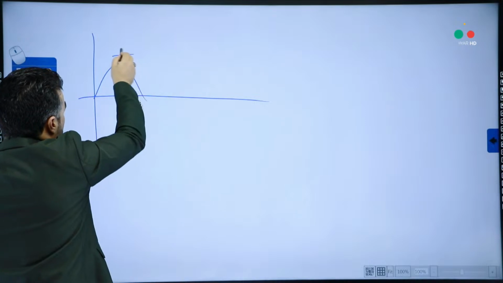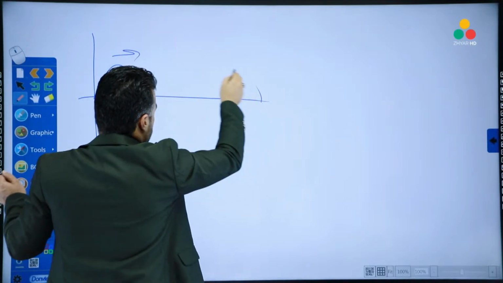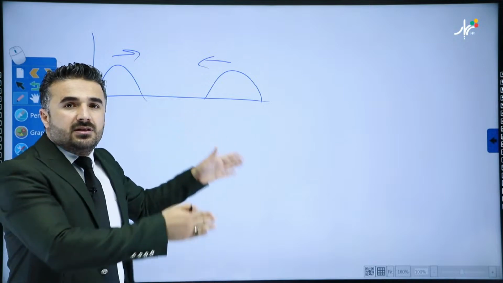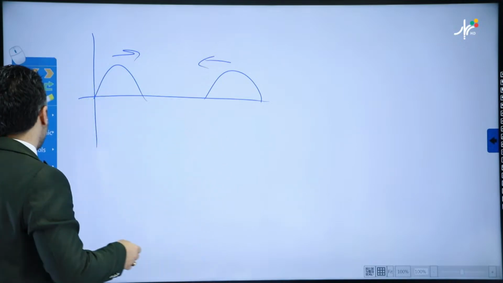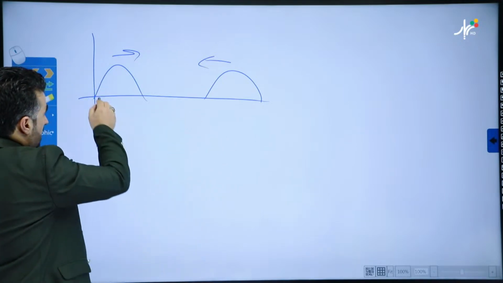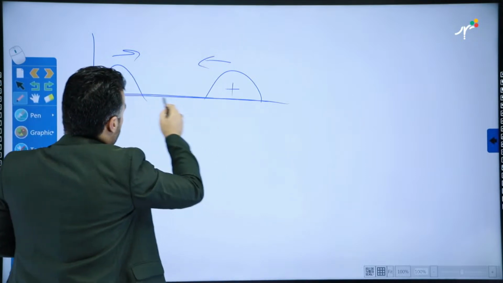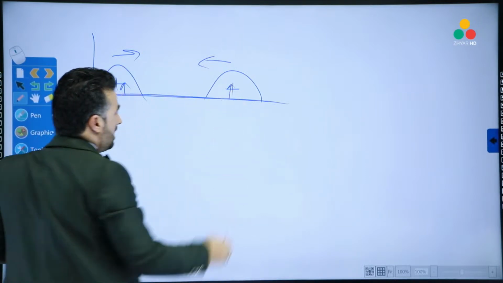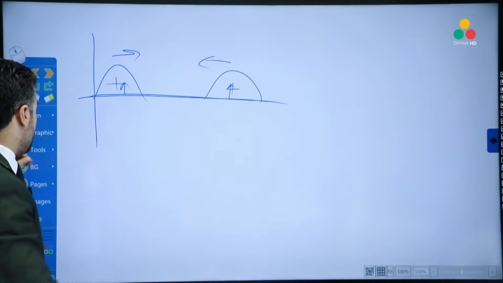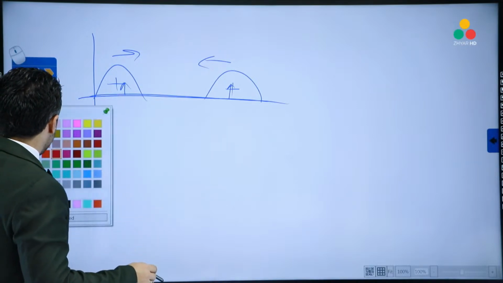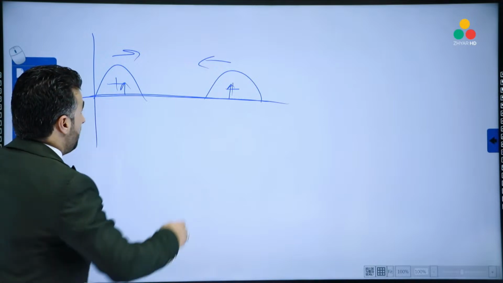And of course, this wave is moving to the right, and then there is this wave that is moving to the left. What happens when these two waves meet in the same medium? Based on this, if this is the equilibrium position, this is positive, and this is positive, or you can say this is above the equilibrium position and above the equilibrium position. So what happens when these two waves overlap or meet in the medium?